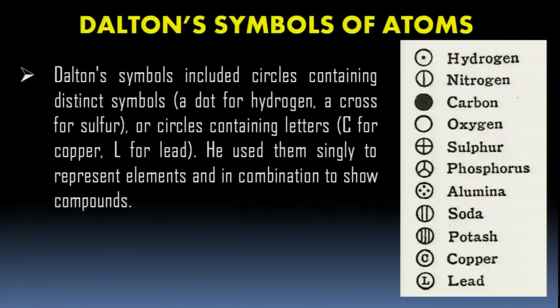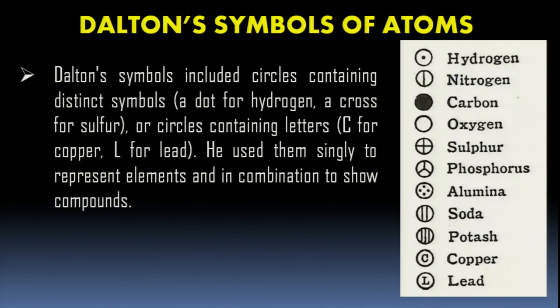Dalton's symbols of atoms. Now children, you are seeing on the screen certain symbols and the names of the elements also. Dalton's symbols included circles. You can see those circles over here containing distinct symbols. Inside the circles, you have dots and some other notations also. See here, a dot for hydrogen, inside the circle a cross for sulfur. All of you look at the screen, and if you want, you can note it down also. Children, you have these symbols in your NCERT books also. Don't worry, you can just listen to me and look at the screen.